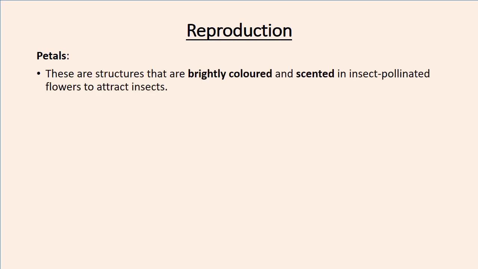Next, petals. These are structures that are brightly colored and scented in insect-pollinated flowers to attract insects. Just an emphasis, these are brightly colored and scented mainly in insect-pollinated flowers.